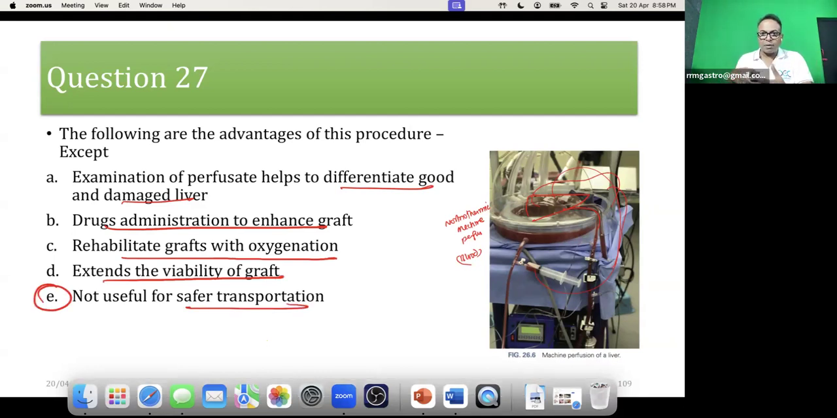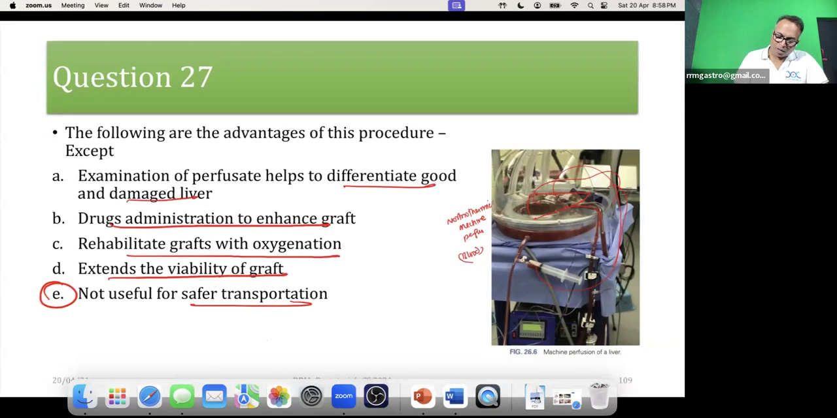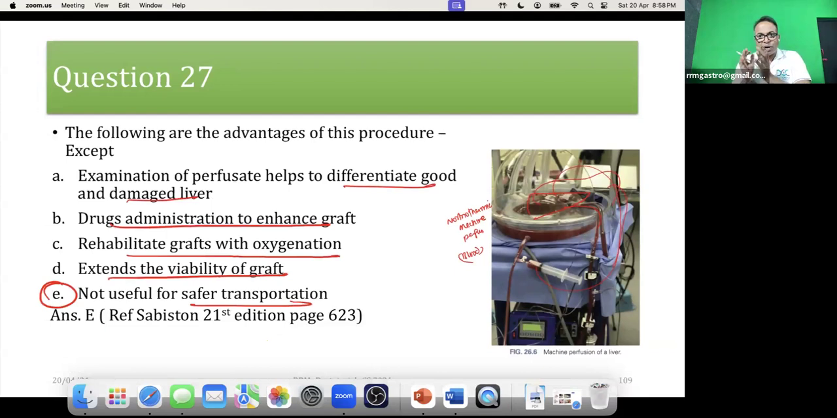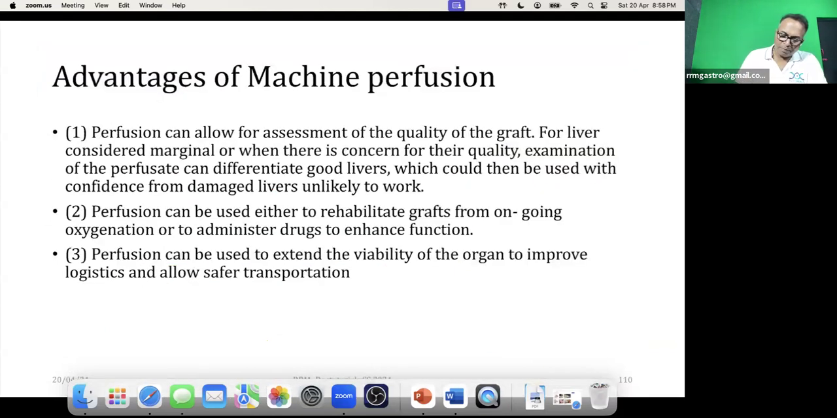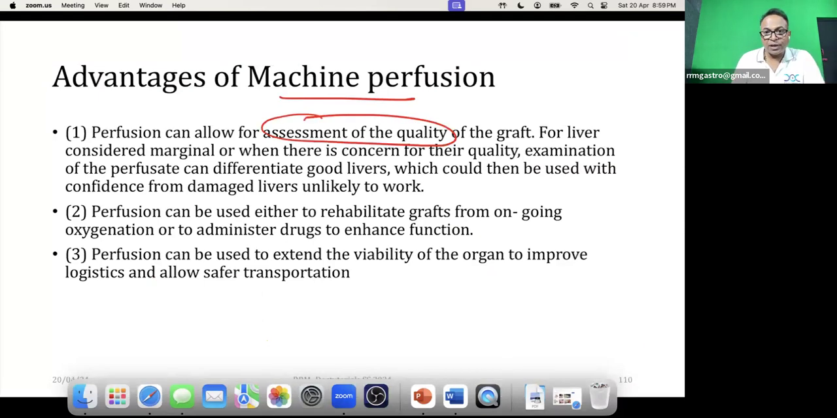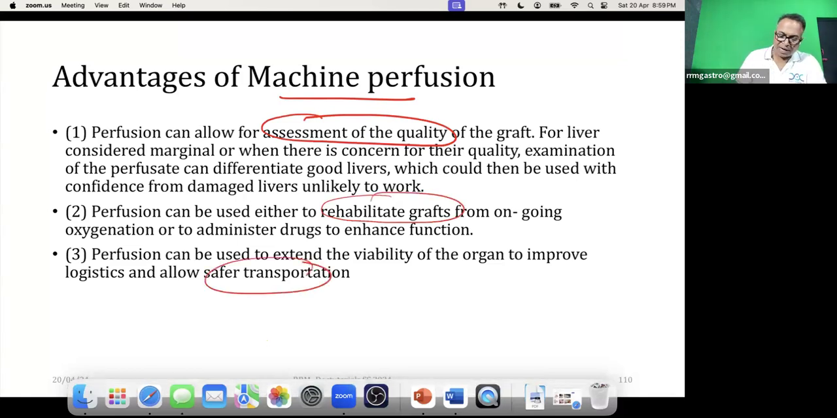So by doing this machine perfusion, we can safely transport to a distant place. Therefore, this is very important. This Sabiston gives only about normothermic machine perfusion. Machine perfusion has some advantages of assessing the quality of the graft. It can be used to rehabilitate grafts with ongoing oxygenation, and you can give some drugs needed, and it can help in safer transportation. For all these purposes, it is very helpful.